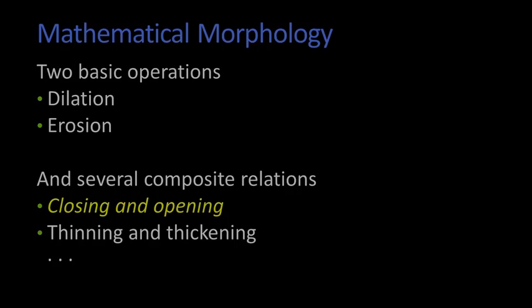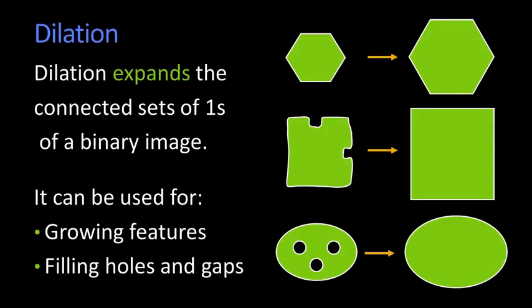So let's go through those. So dilation is exactly what it sounds like, right? When you dilate something, it expands. And so dilation expands the connected set of ones in the binary image. So here you see this thing expand as you get bigger and really just grew out.